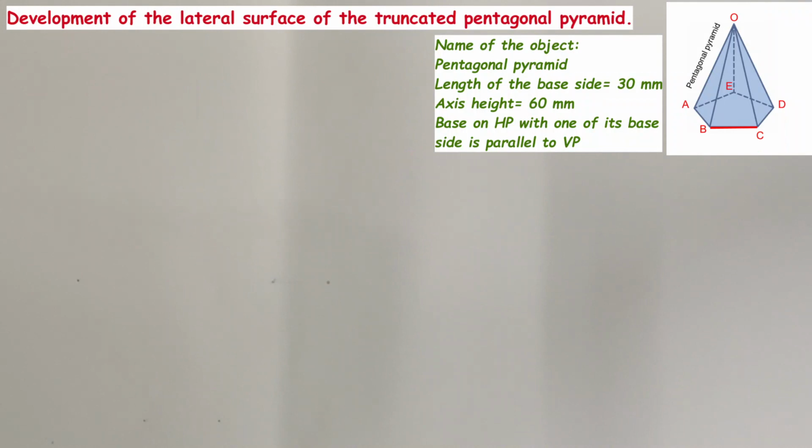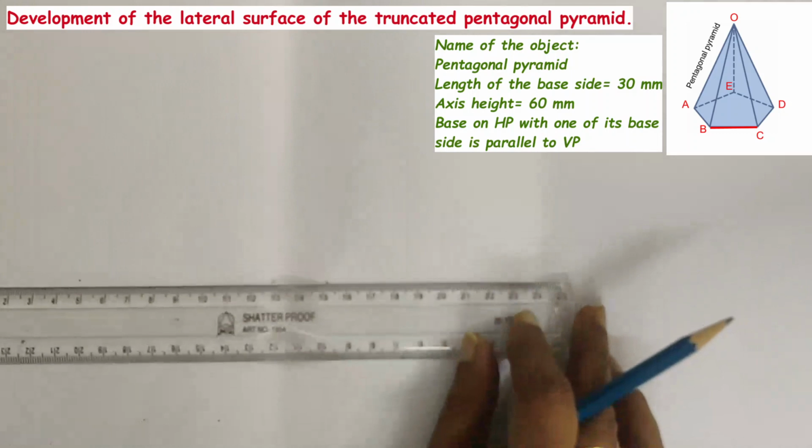Here, the pentagonal pyramid is resting on its base on HP such that one of its base side is parallel to VP. In this position, we need to draw top view as well as front view of the pentagonal pyramid. As a first step under drawing top view as well as front view of the pentagonal pyramid, draw XY line.